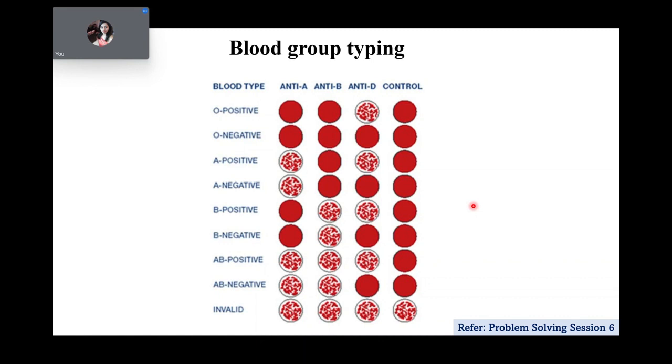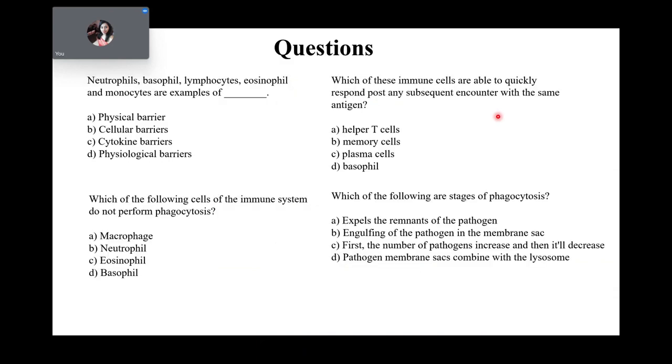And we have discussed that the antigen binding site is present in the Fab region, the fragment antigen binding region of the antibody. Next, neutrophils, basophils, lymphocytes, eosinophils, and monocytes are examples of which kind of barriers? Which of these immune cells are able to quickly respond post any subsequent encounter? The word is subsequent, so you should take a cue from that word.